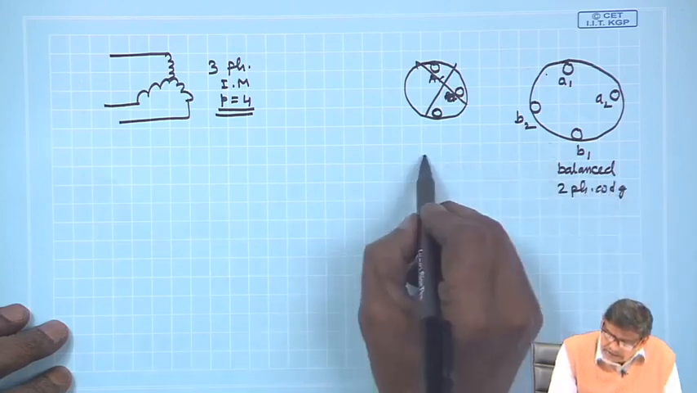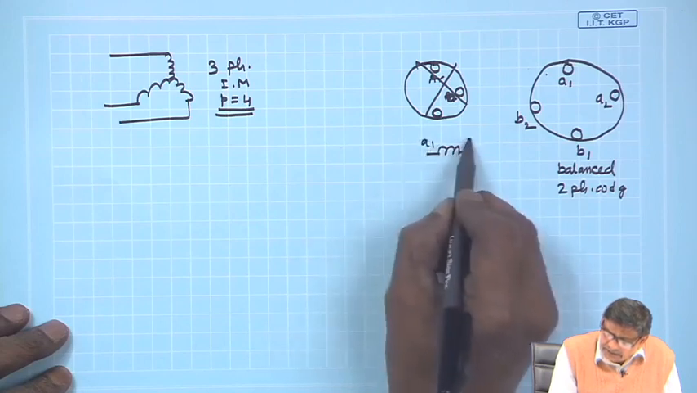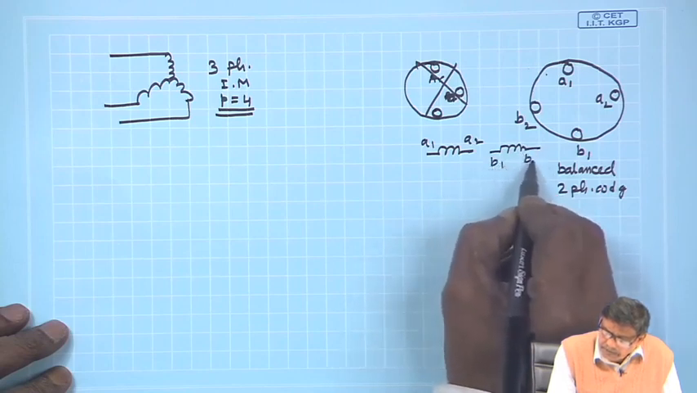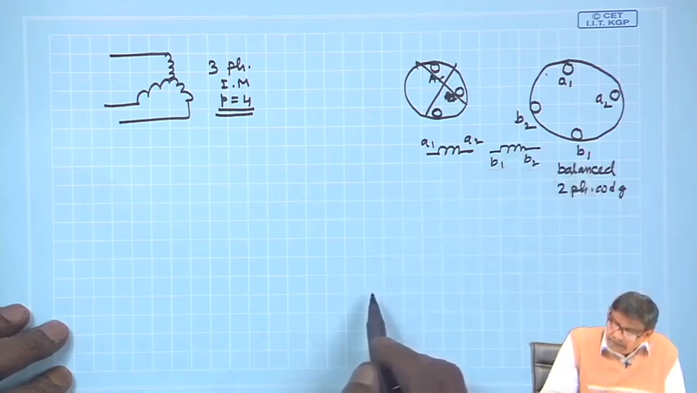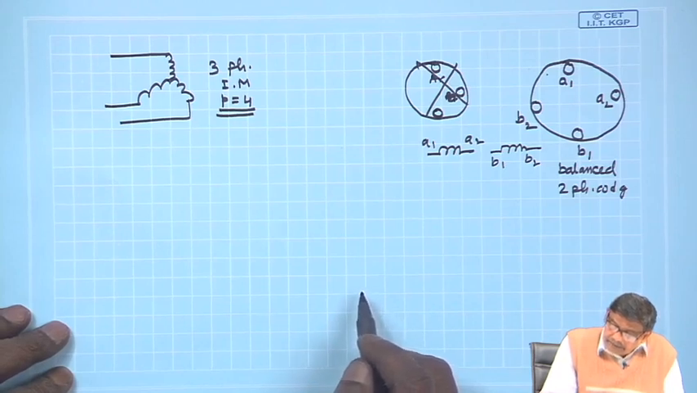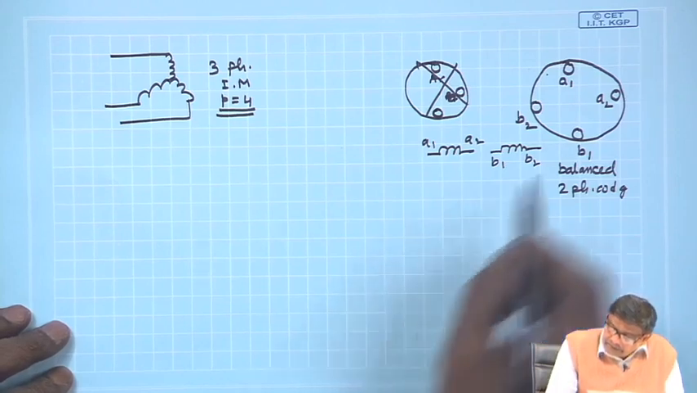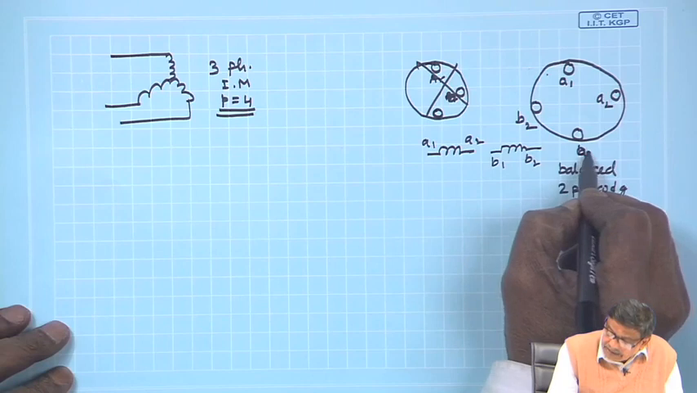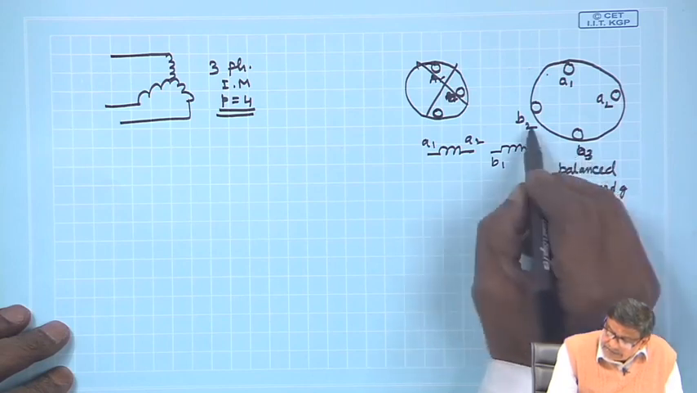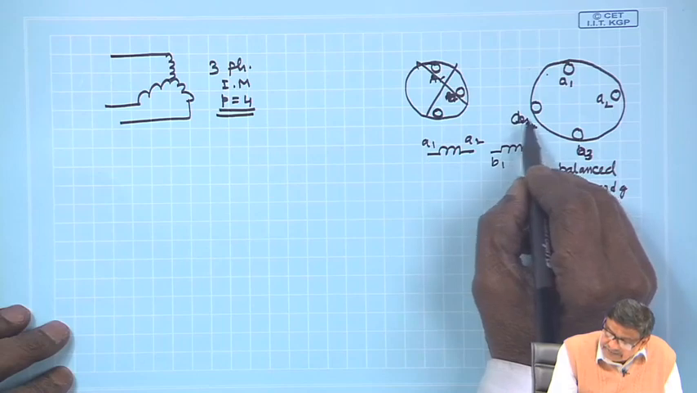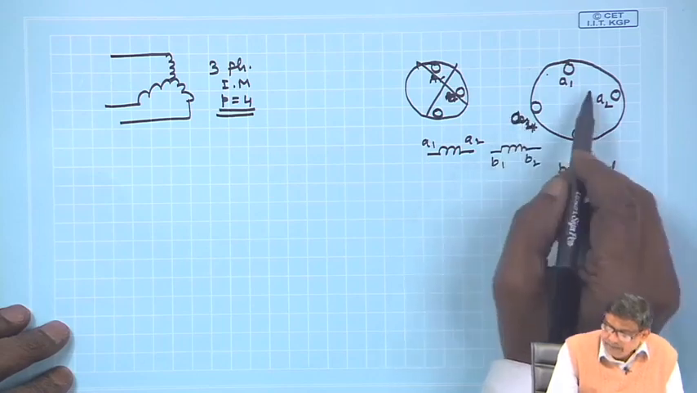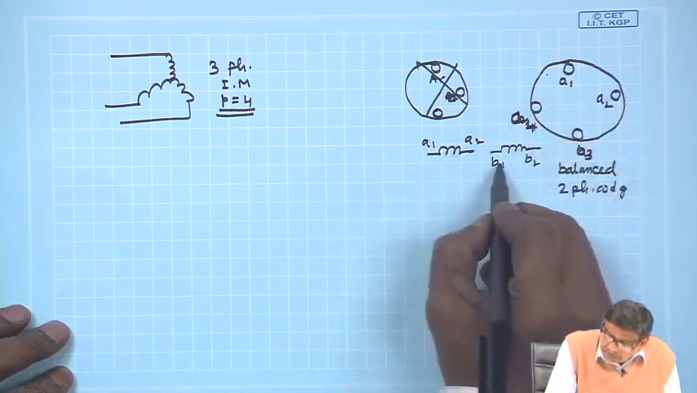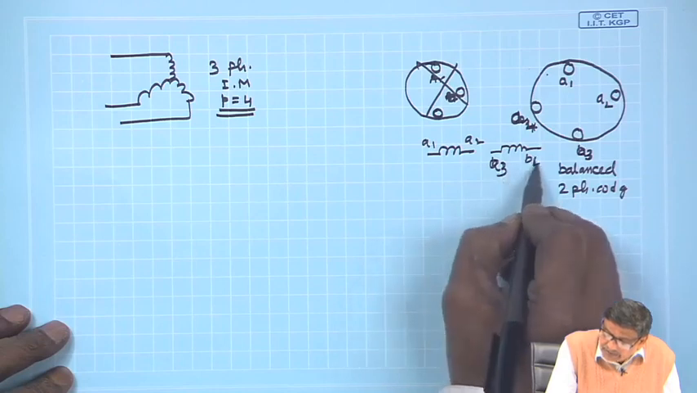If this is A1, A2, there is another coil called B1, B2. I am sorry, this is A1, A2, and this should be A3, A4. This is the A phase. Is that clear? Two coils are needed, A1 A2 and A3 A4. So, this is A3 and A4.